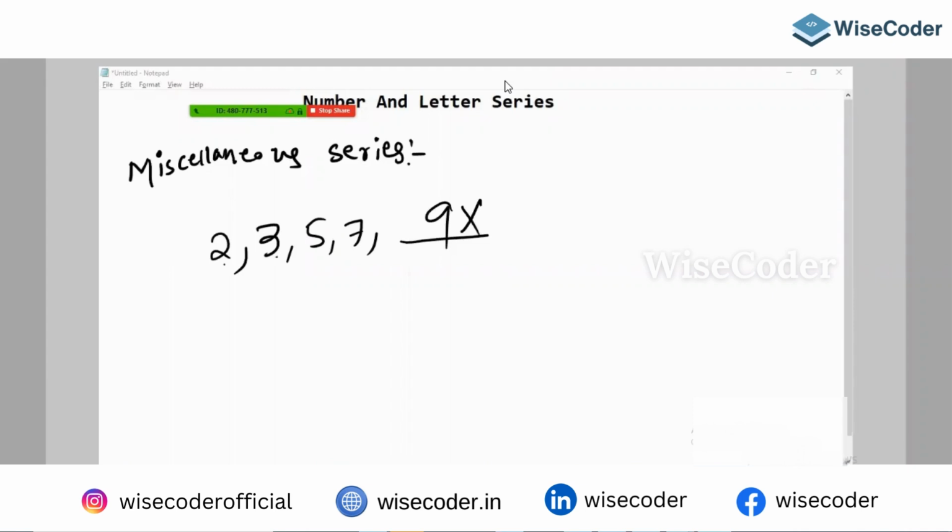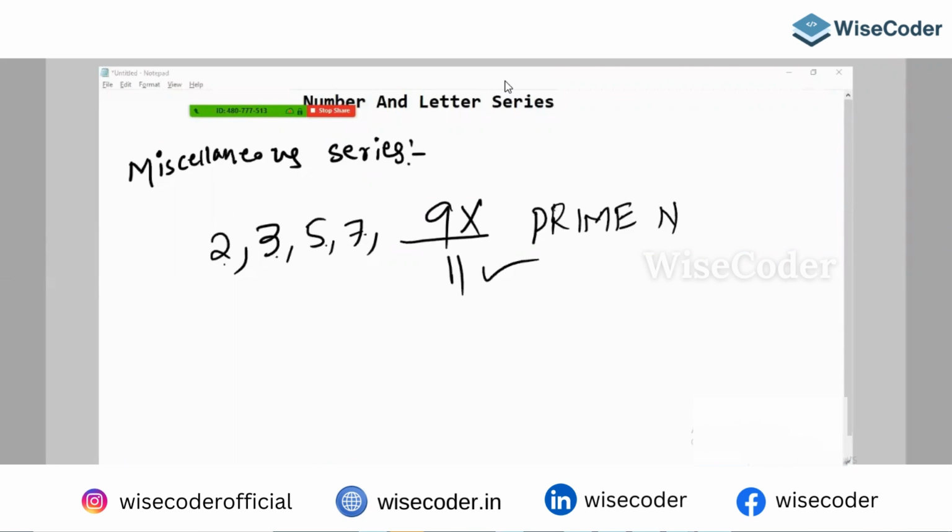Okay, guys, 2, 3, 5, 7 are what? Prime numbers. Are you getting my point? So the next number must be 11. This is a series of consecutive prime numbers. It is an important series, and you should look out for it as one of the patterns. Hence the next term is 11, not 9.